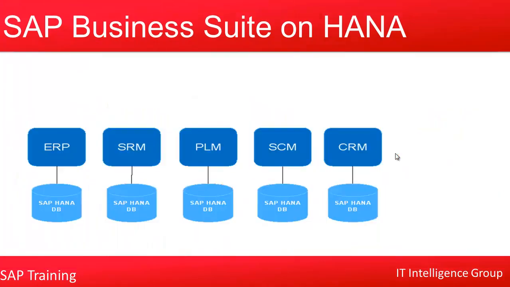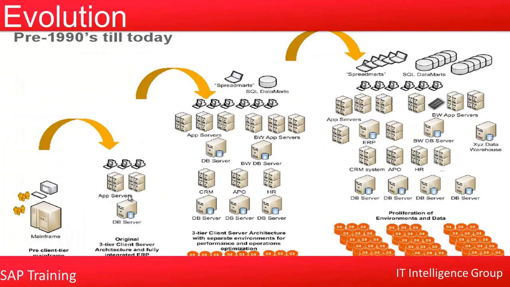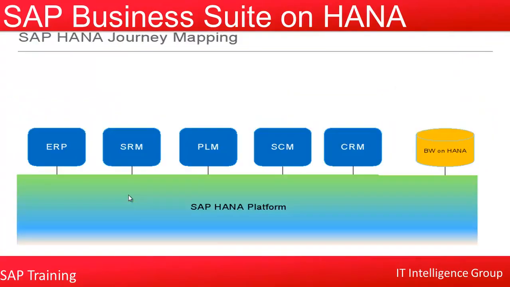You can see the stage today: you have ERP on HANA, SRM on HANA, PLM on HANA, SCM on HANA, CRM on HANA. One of these is yet to be released and can be released anytime, but the rest are already out and can be used straight away. So you can look into migrating your existing environment into HANA. This is the roadmap: they are looking at a single database providing all this functionality.